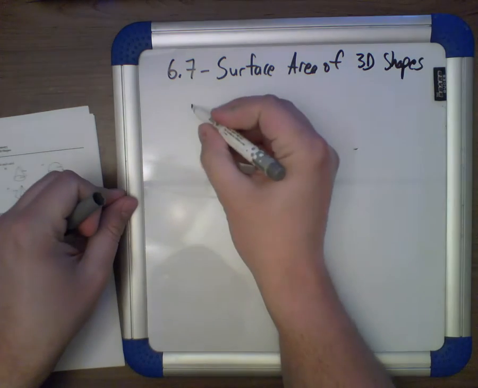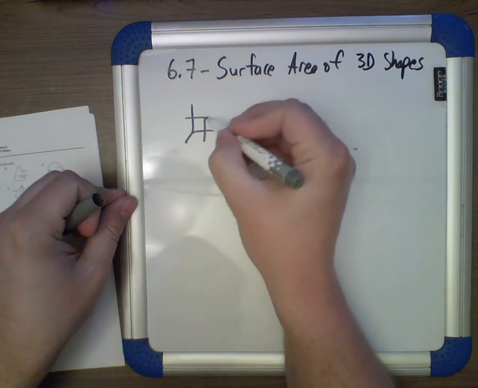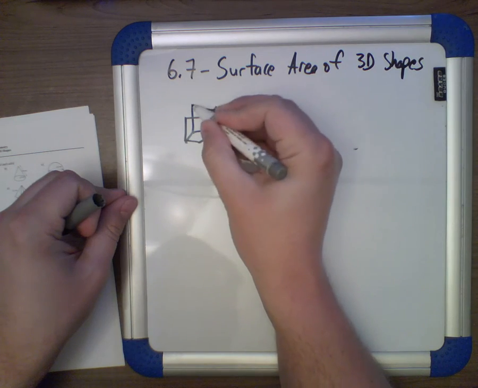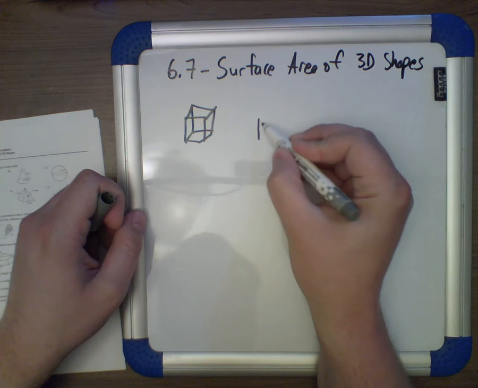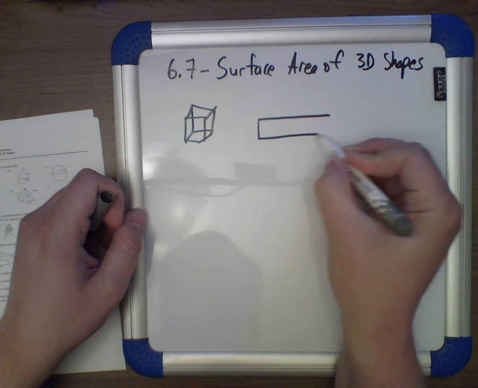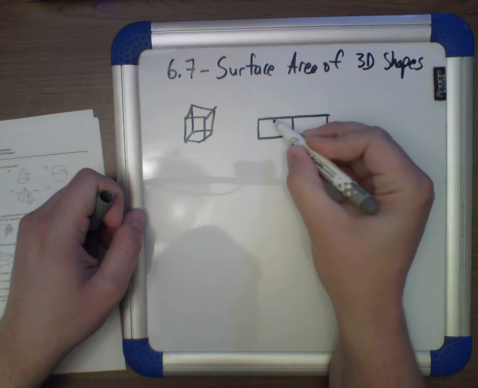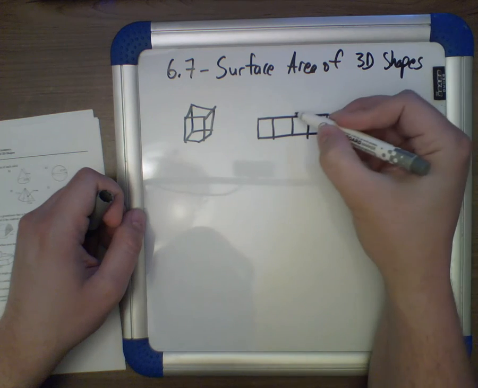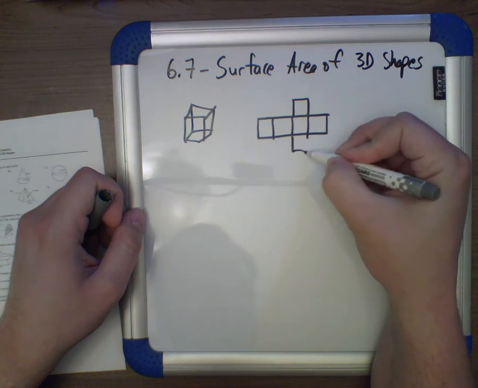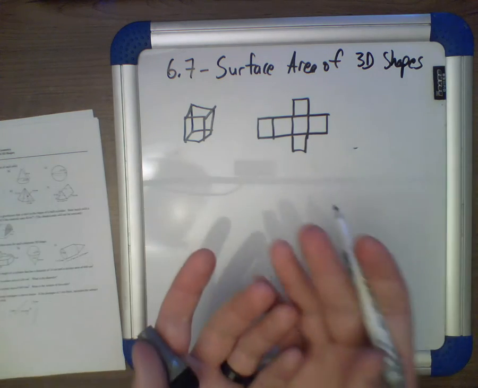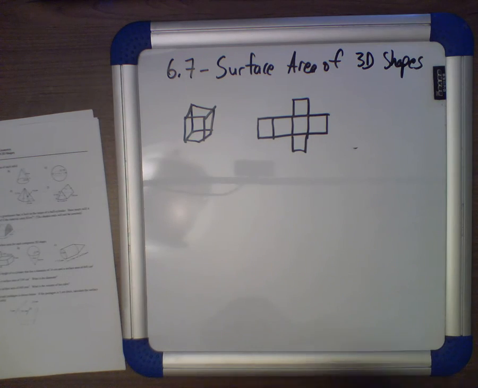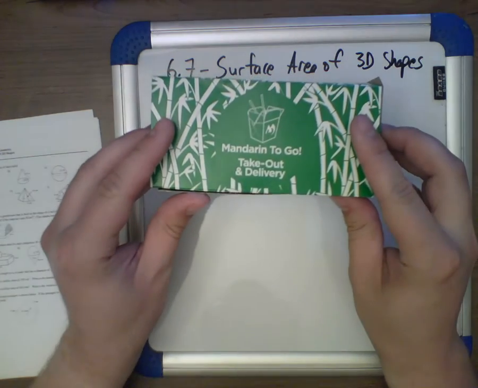So if I have something like a cube, and I kind of cut it apart at the seams and I unfold it, I'm going to end up with something that looks like this. And then I find the area of each individual piece, I add it up, and that is the surface area of our cube.